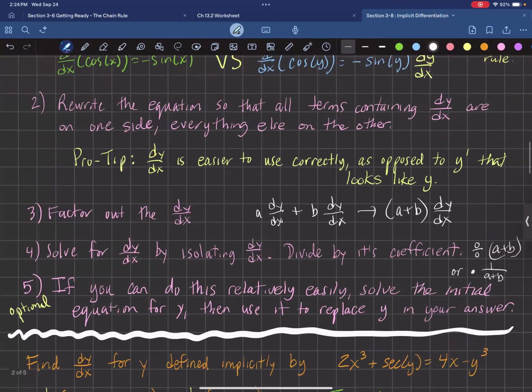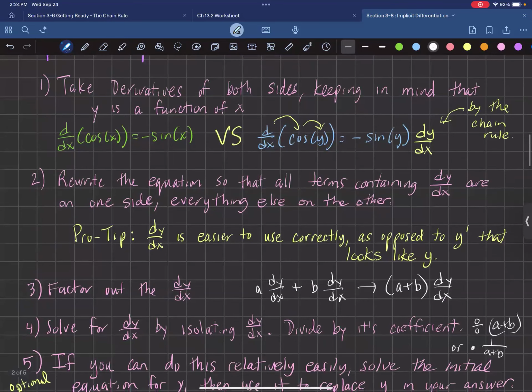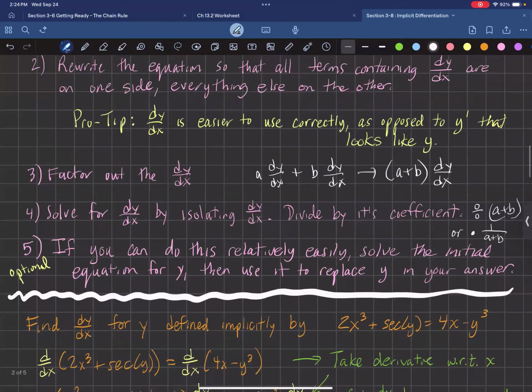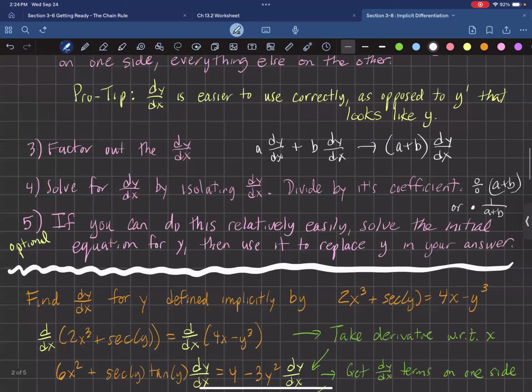So we're going to find dy dx for y when y is defined implicitly by 2x cubed plus secant y equals 4x minus y cubed. We start off following the steps. We take the derivative of both sides with respect to x. And when we take the derivative of y, we got to slap on a dy dx. So derivative of 2x cubed is 6x squared. Derivative of secant y is secant y tangent y, and then times dy dx.